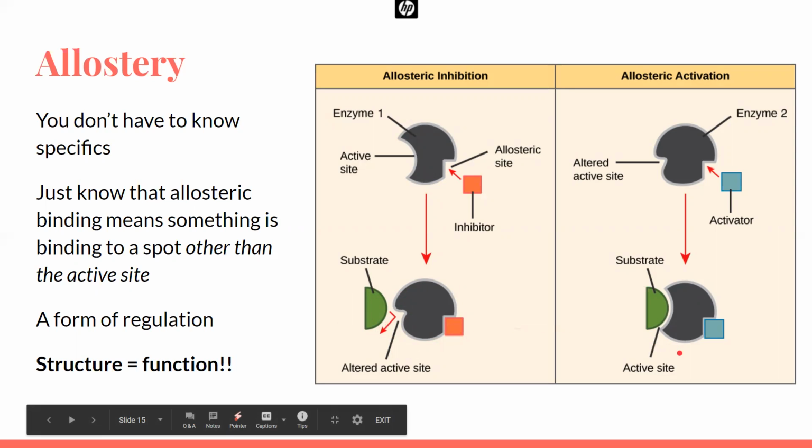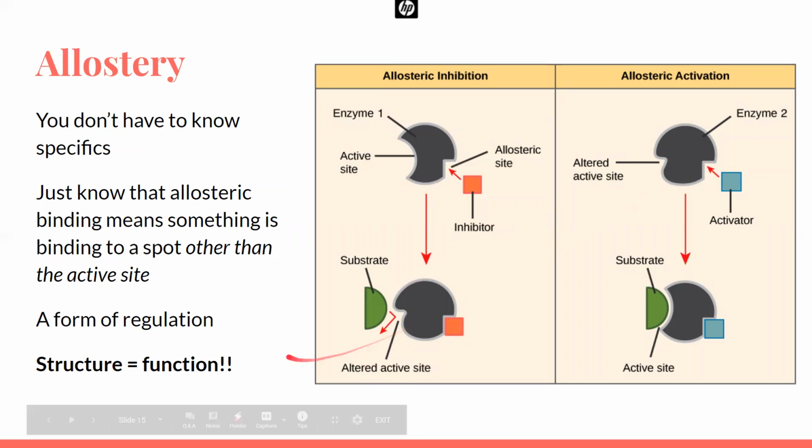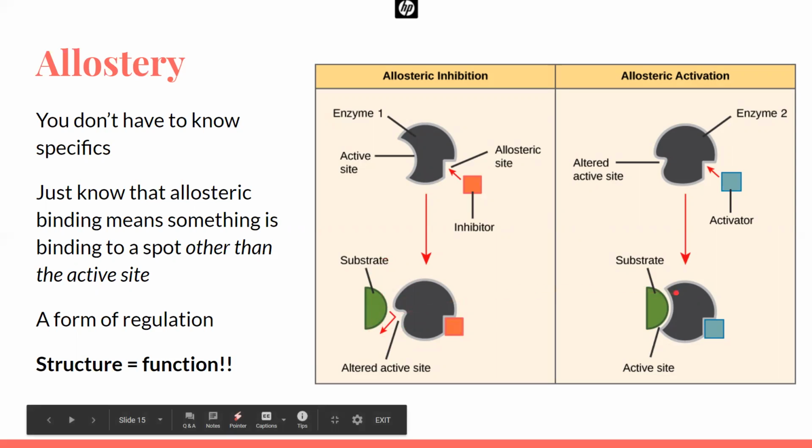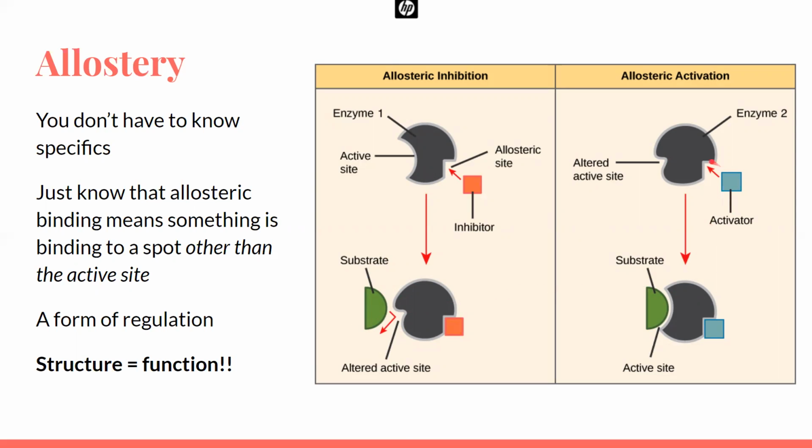And then for allosteric activation, it's kind of the same thing. So this is this altered active site. Maybe it's this enzyme going from here. Now it needs to bind to this green half circle. So this activator will also bind to this allosteric site, and then it will change the conformation of the enzyme. So the active site is now available.